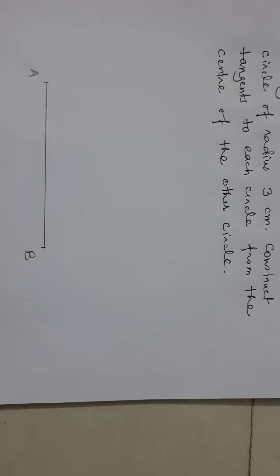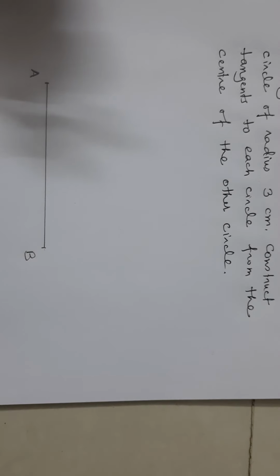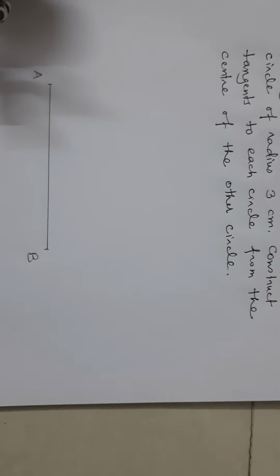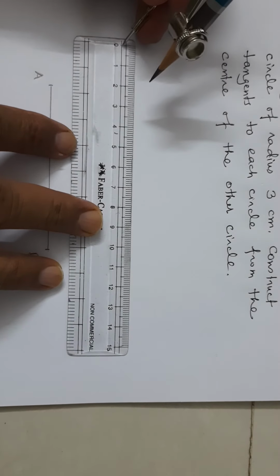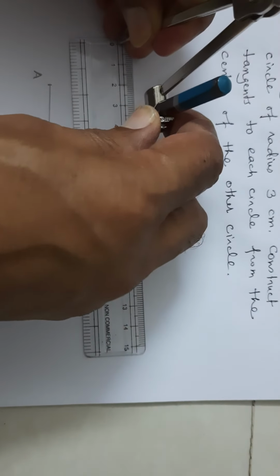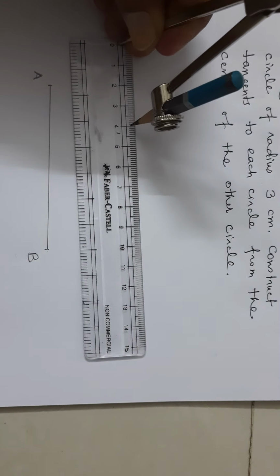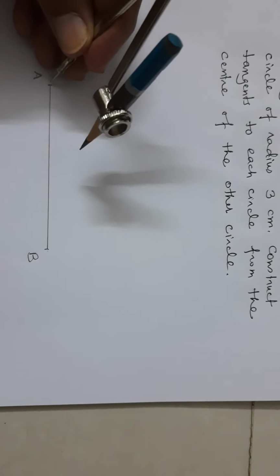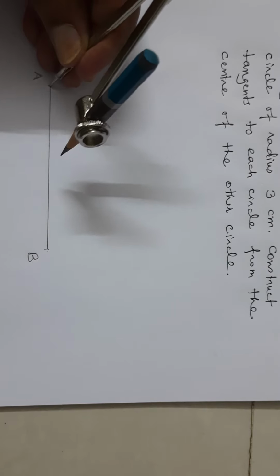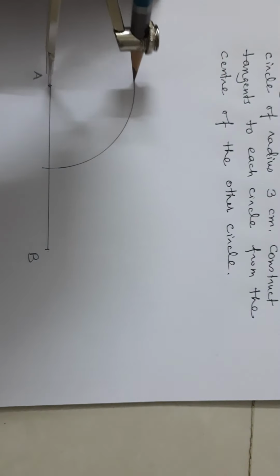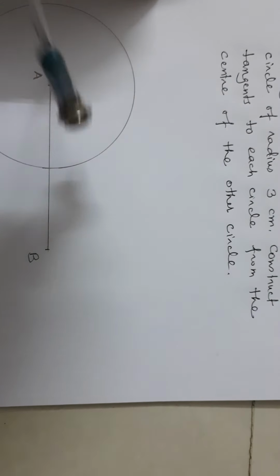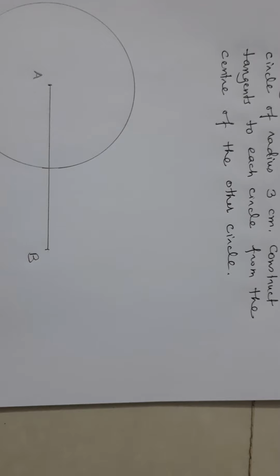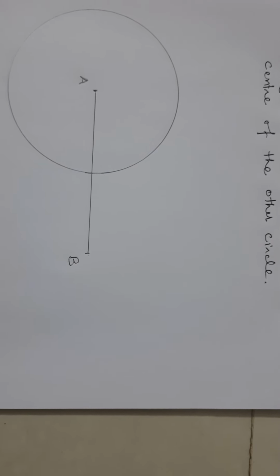Now from A we want to draw a circle of radius 4 cm. So we are measuring 4 cm. I have measured 4 cm, and then from A we will draw a circle of 4 cm. This is the circle that we have drawn of 4 cm.